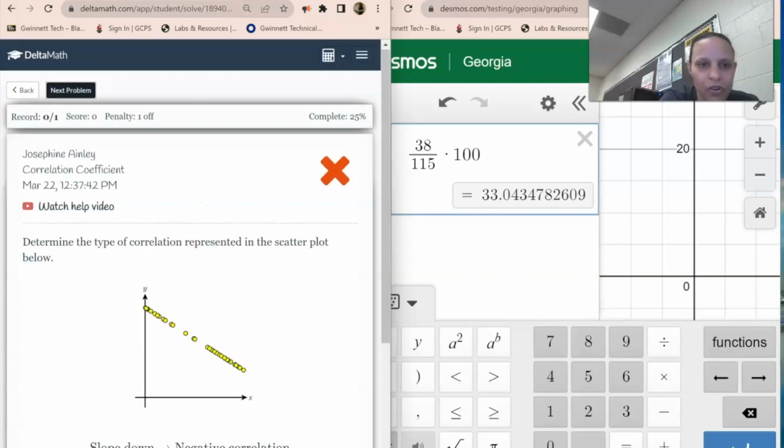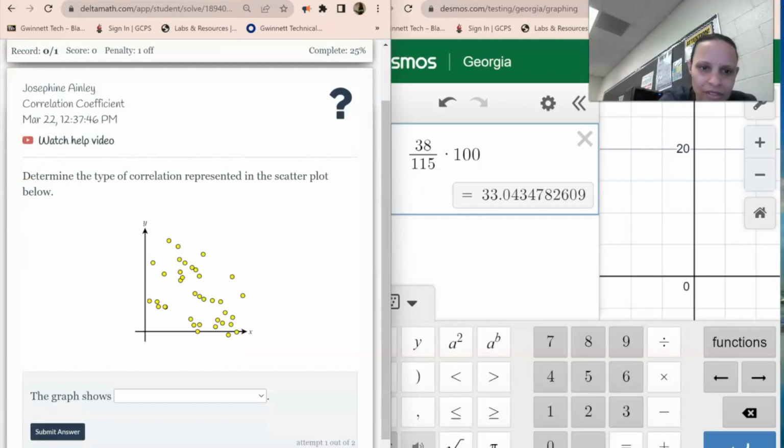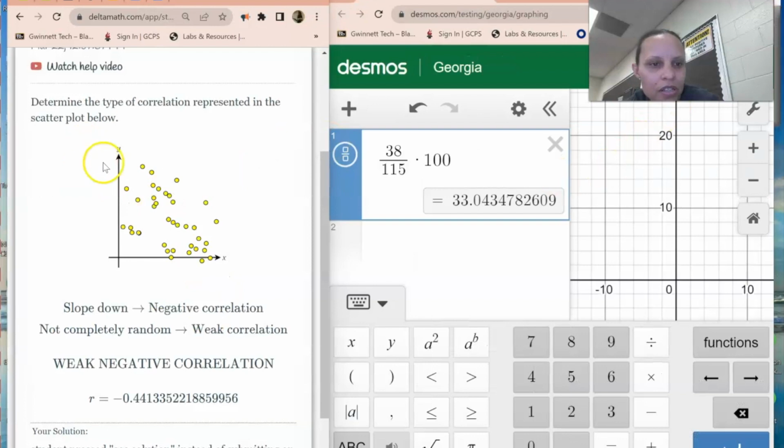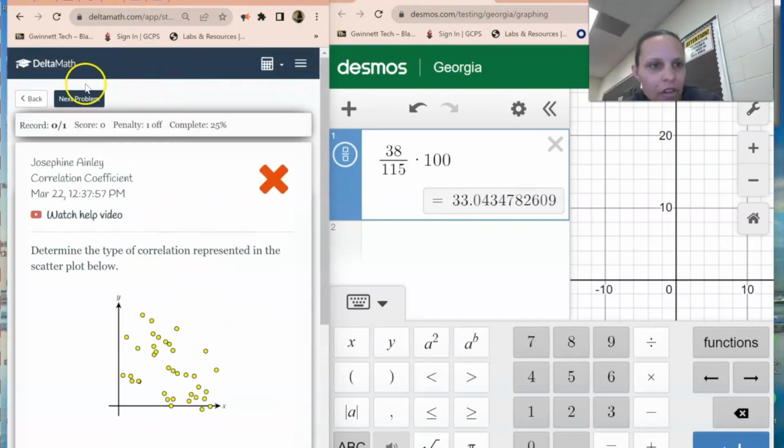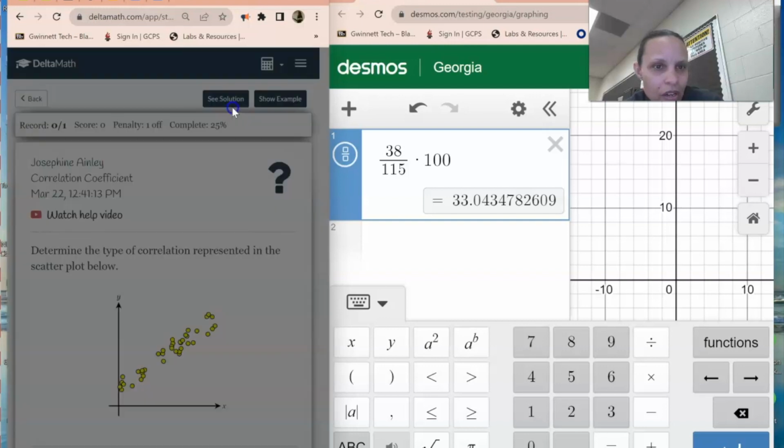All right, perfect negative correlation. Next, this has a very weak negative correlation, because the dots are spread out from the line I would make, which would be right here. This next one is a strong positive, because all the dots are very close to the line that I would make.